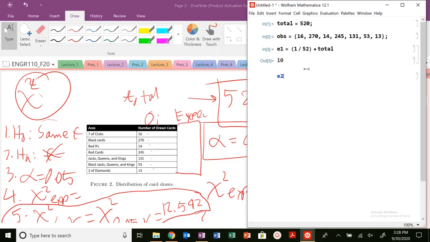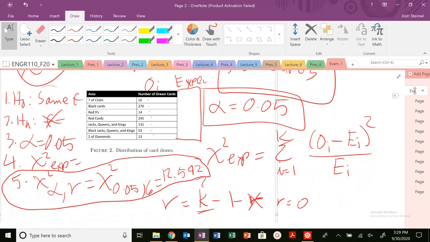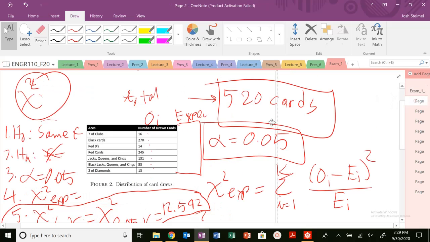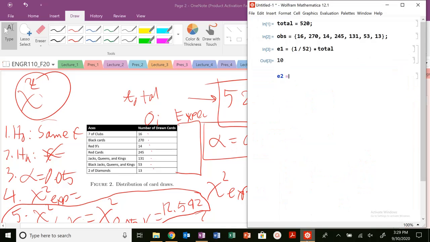What about my E2? Black cards. What's the probability of me pulling a black card? Well, when pulling from a deck of cards, the cards are either red or black, so it's half. So that's that probability, half out of our total. E2 is 0.5 times total.